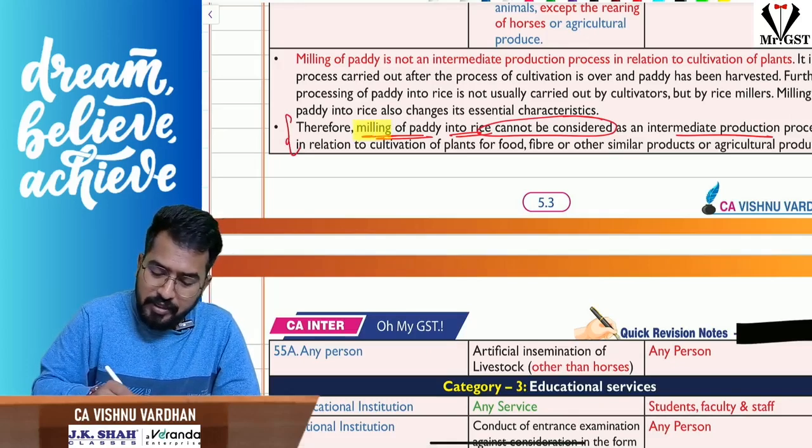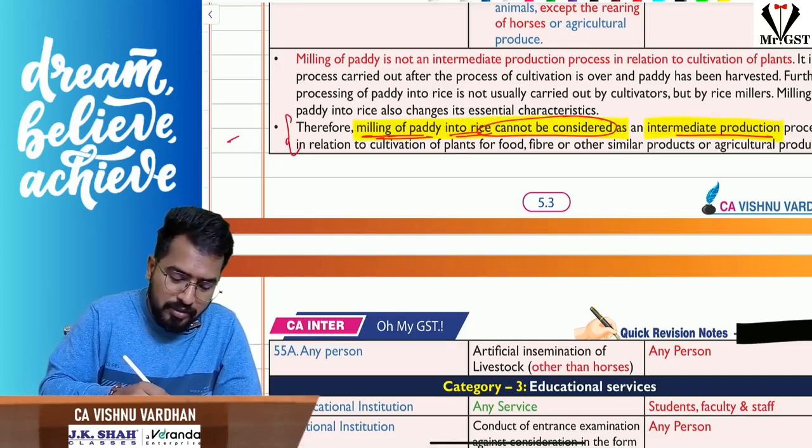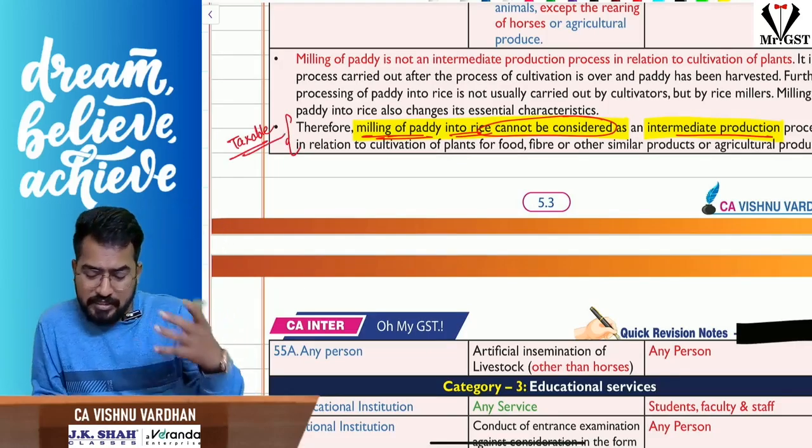Milling of paddy into rice. Okay, so what is the outcome here? It is taxable. Okay, right, that is the next one.